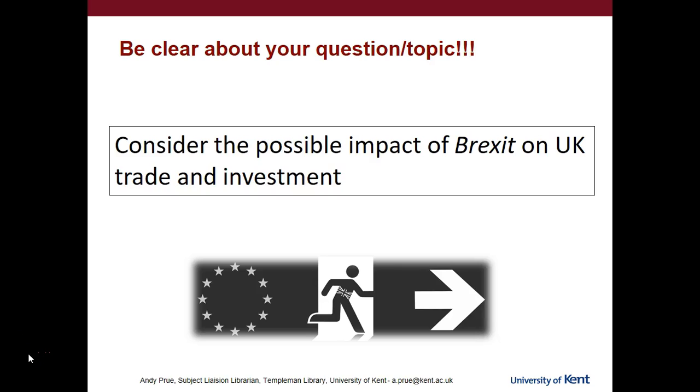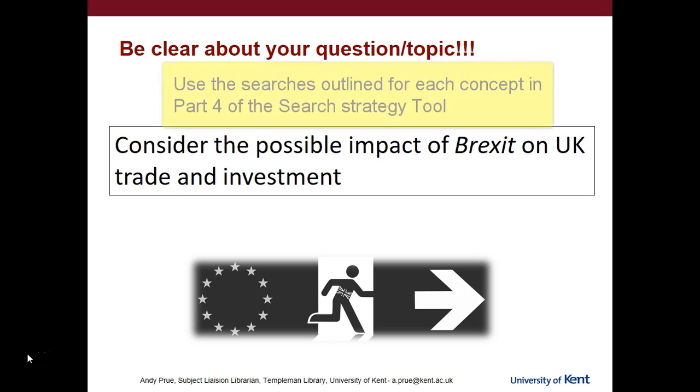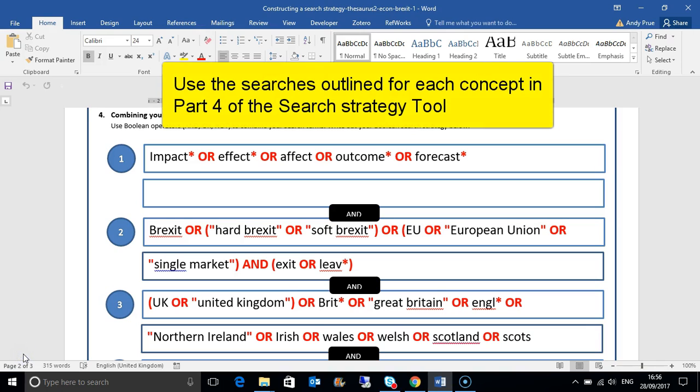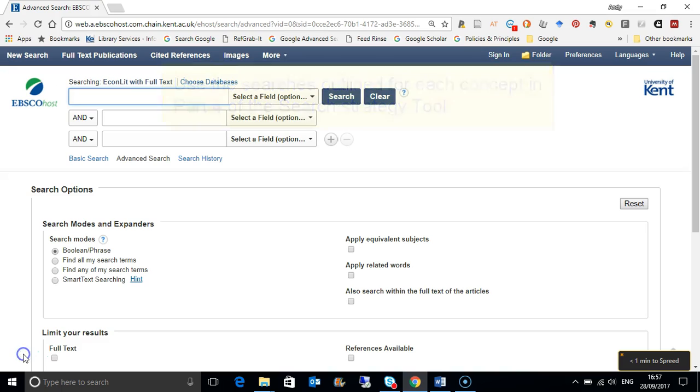So let's bring everything together that we've looked at so far into a full-blown database search to answer the question, consider the possible impact of Brexit on UK trade and investment. We'll be doing this by using the Econ database once more. We'll make use of the search strings that we put together in section 4 of the search strategy tool, combining your keywords. This will serve as the input mechanism, so to speak, into our database search.